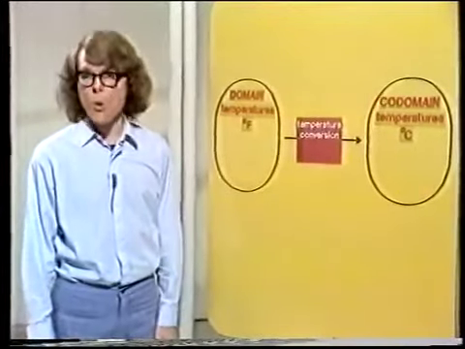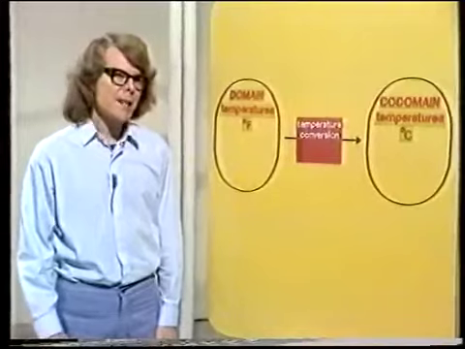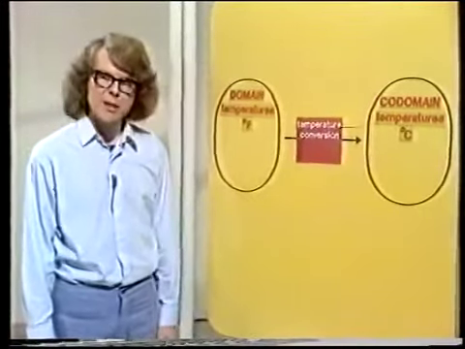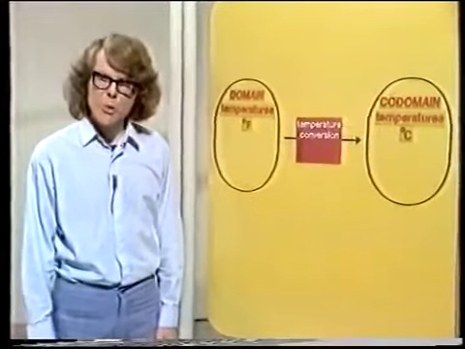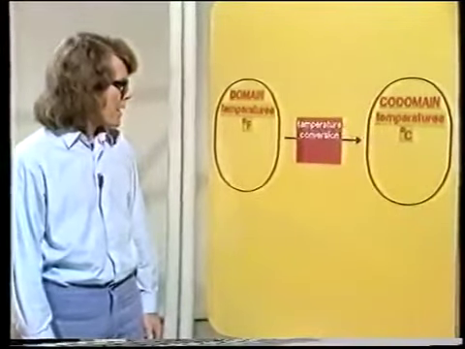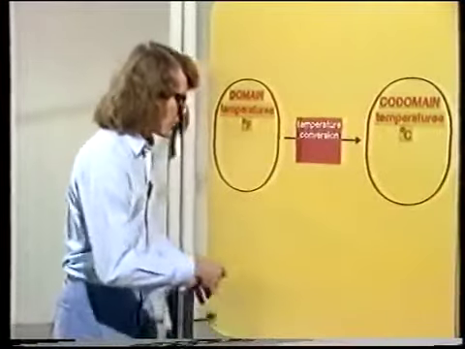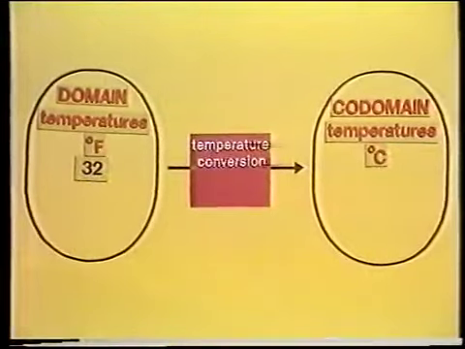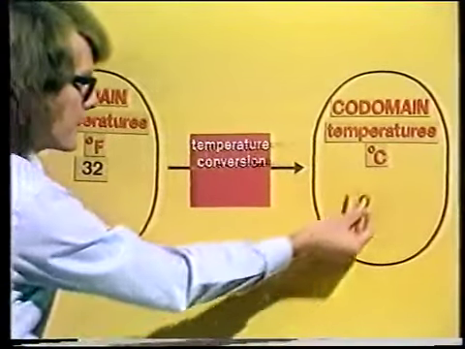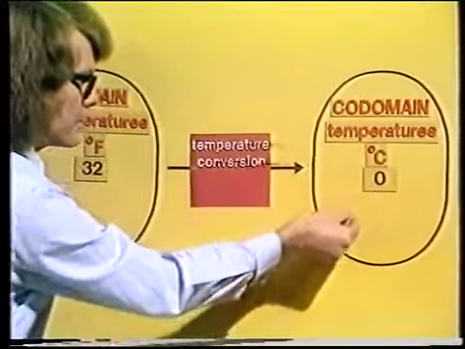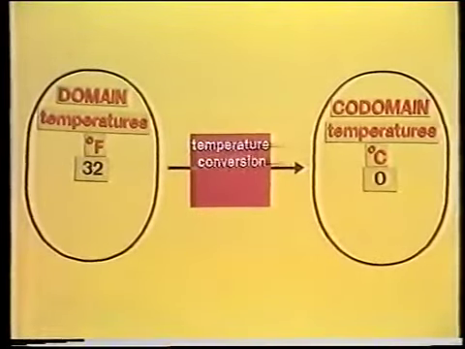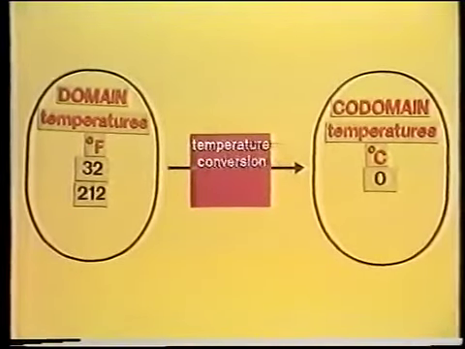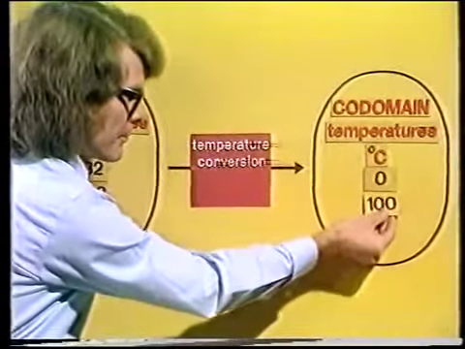This rule can take all sorts of forms, but one particularly nice form is when we can actually find a formula connecting domain to codomain. Let me show you what I mean in this case. Now, we know that at freezing point, we have 32 degrees Fahrenheit, and that converts to 0 degrees centigrade. At boiling point, the temperature will be 212 degrees. And in centigrade, that becomes 100.